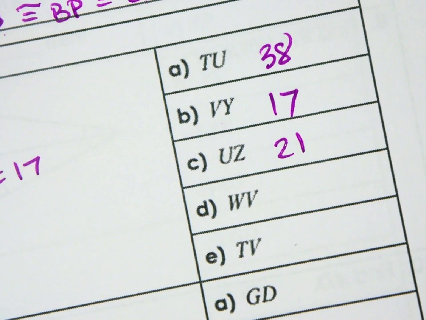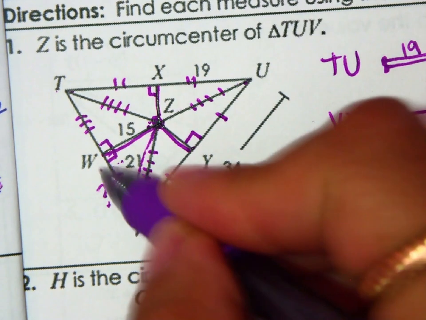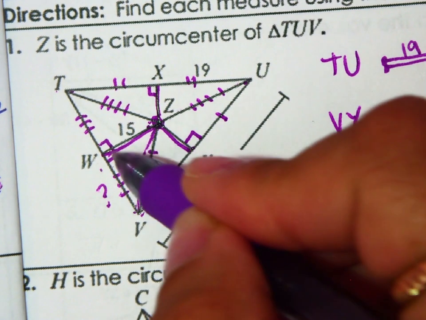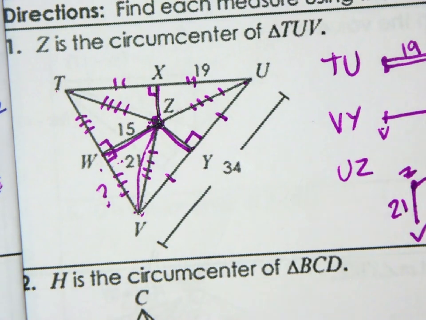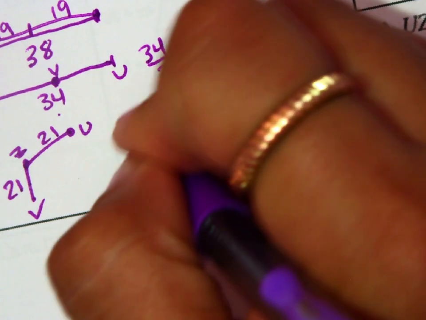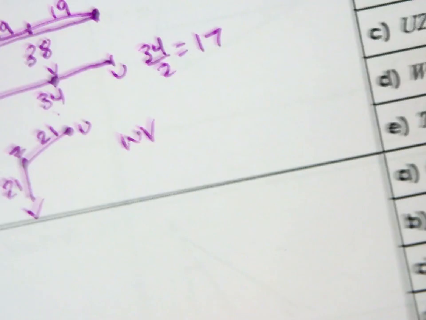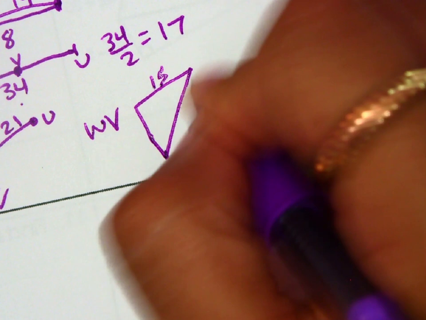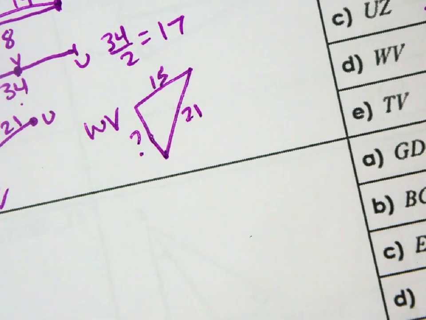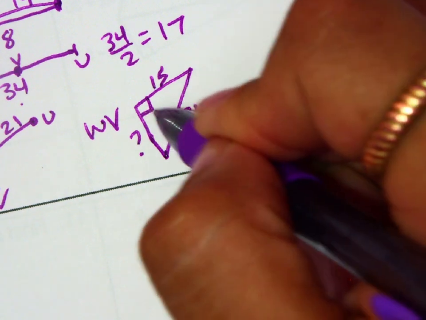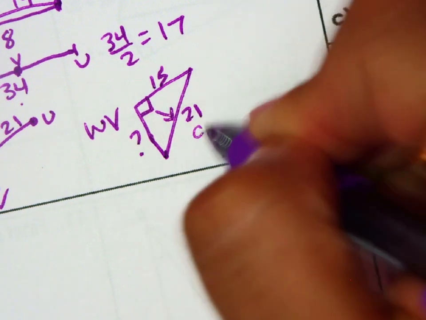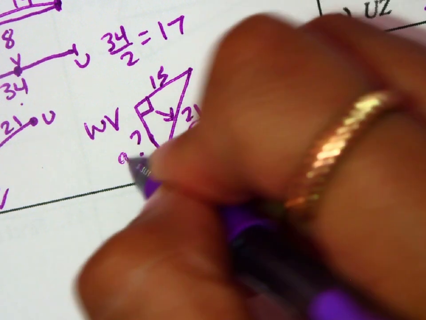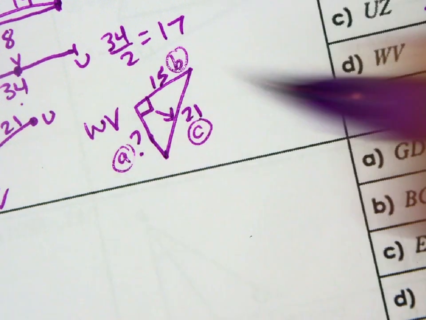Okay, WB. So that's the part that we were discussing earlier. WB, we don't know that side length, but we know that this is 15 and that's 21. So imagine to find WV, we need to look at the triangle that's formed. This is 15, this is 21, and we don't know what that is. But we do know that the 90 degree is there. So 90 degree tells you right across, that's your C value. And then this is your A value, this is your B value.